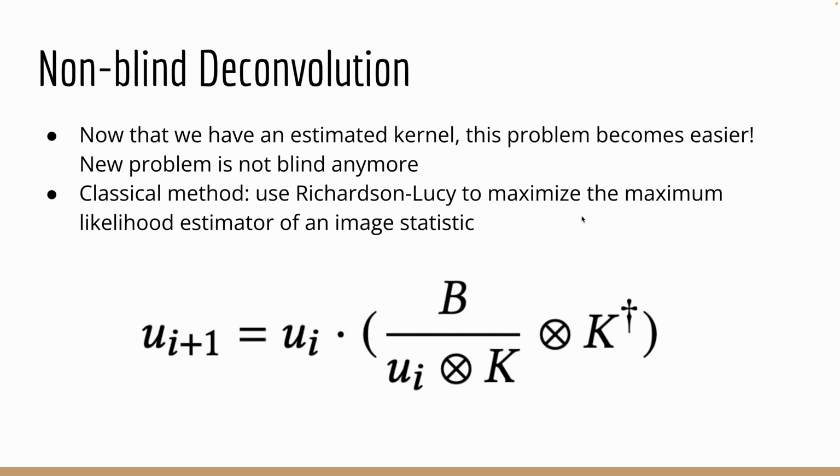Now that we have the blur kernel, we can use non-blind deconvolution in order to extract the unblurred image. And so this non-blind deconvolution becomes a lot easier. Now we can use a classical method, which is Richardson-Lucy. Pretty much this is an iterative algorithm that is going to maximize the maximum likelihood estimator of a Poisson image statistic according to this time step here.